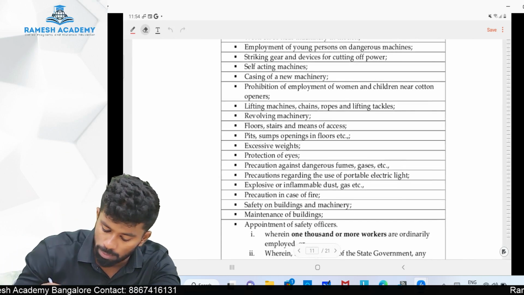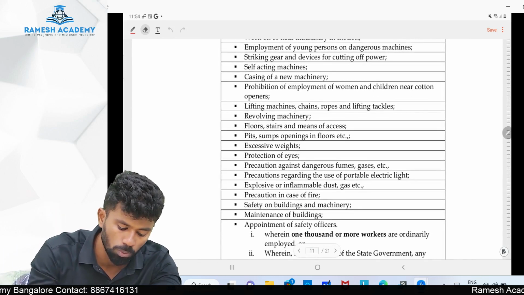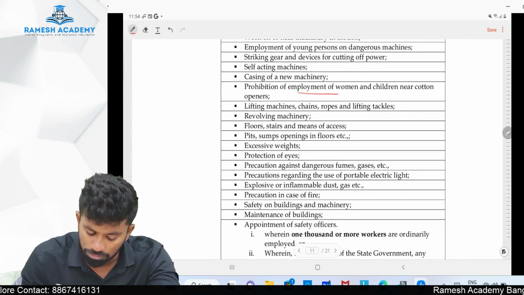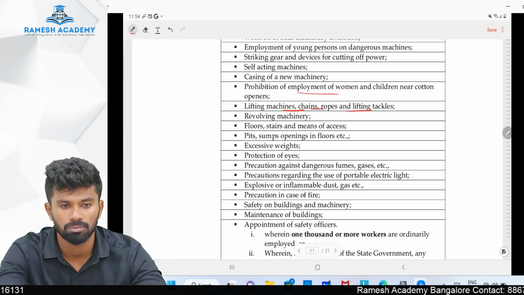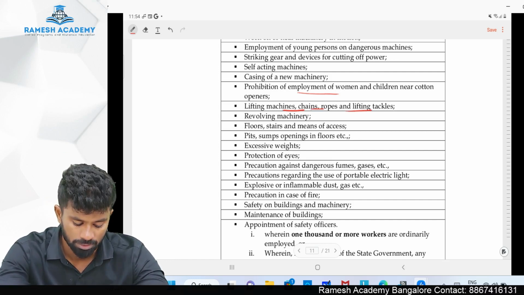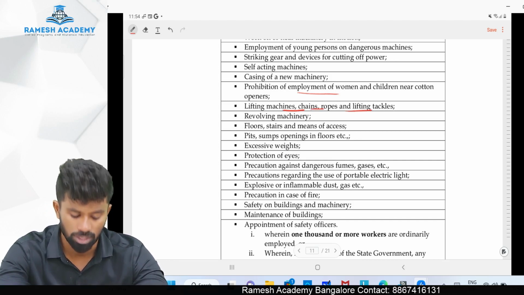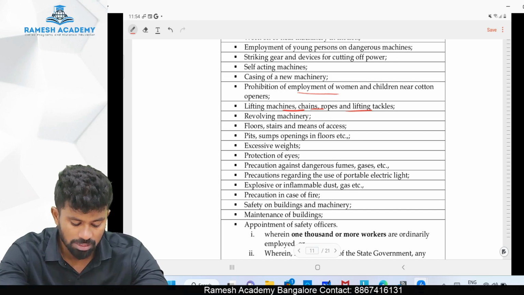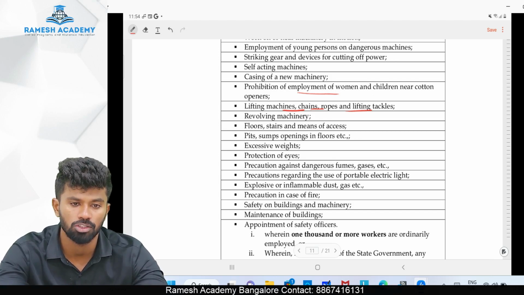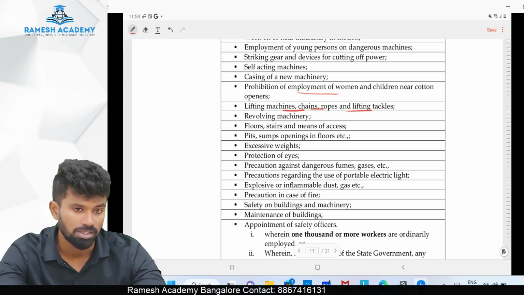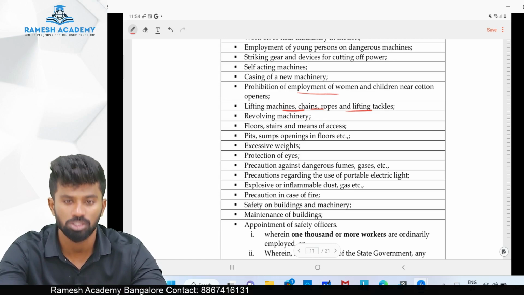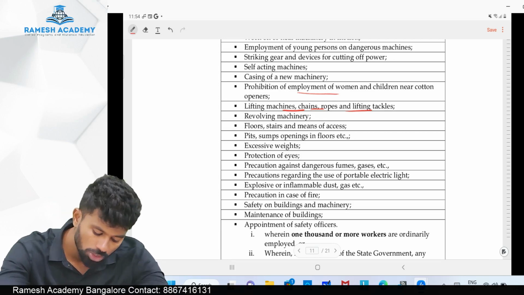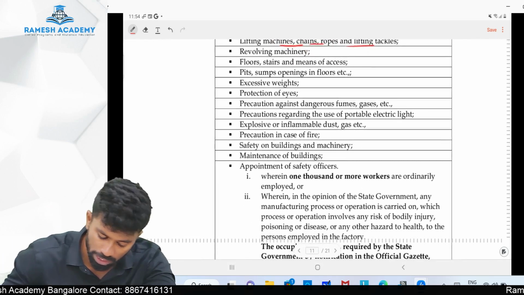Employment of women and children near cotton openers should not be allowed. Lifting machines, chains, ropes and lifting tackles should be maintained properly. Revolving machinery should be treated. Floors, stairs and means of access should be properly secured with safeties. Pits, sumps and openings in the floor, etc. should be properly covered. Next one, excessive weights should not be allowed. Protection to the eyes should be given. Precautions against dangerous fumes and gases to be taken.